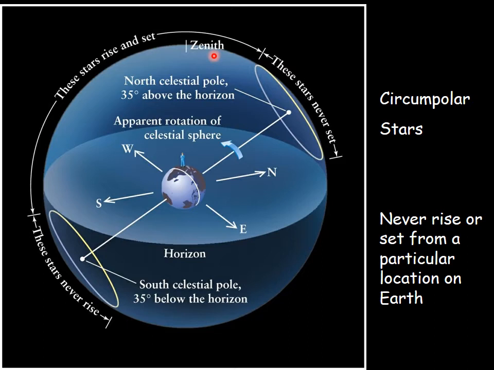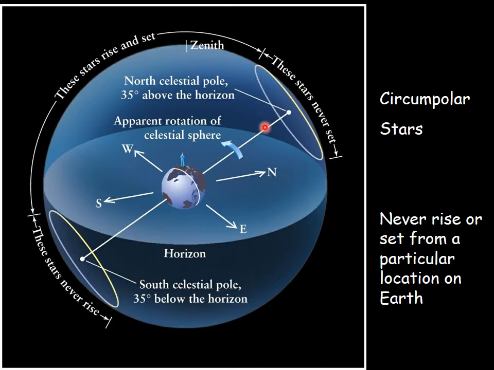Okay, but they would see the North Star, which is right near the North Celestial Pole, about 35 degrees up. They would see some stars here that make loops around it that never set. Stars that never set are called circumpolar stars. Likewise, there are stars down here that never rise. Those also are circumpolar stars. So these would be the circumpolar stars that are always up, and these are the circumpolar stars that are never up.